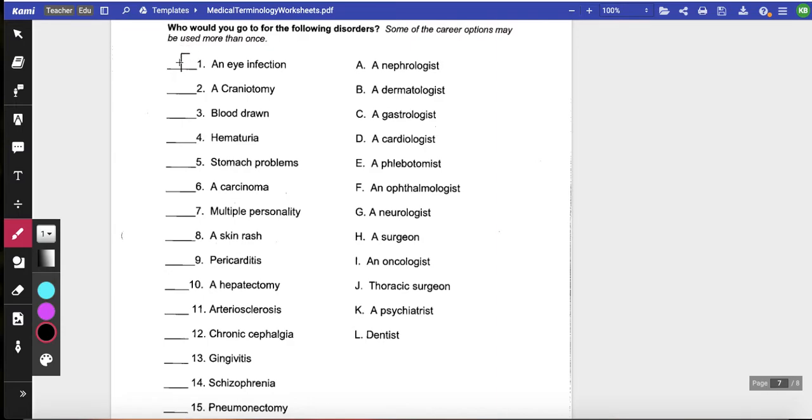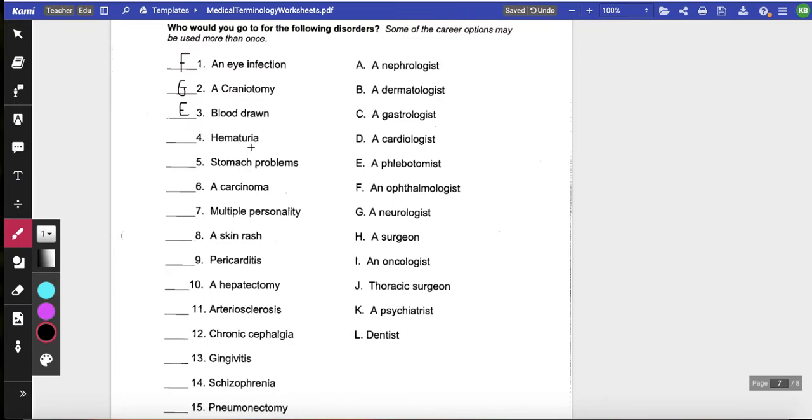All right, craniotomy, that is a surgical removal of the skull. There's 2 you could pick. They can both do it, but I'm going to pick the person who would probably do this the best. That'd be a neurologist. So I'm going to put G, and excuse me, because this isn't going to look good. Blood drawn, you're going to go to the vein specialist, a phlebotomist.